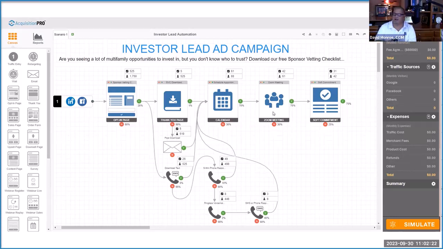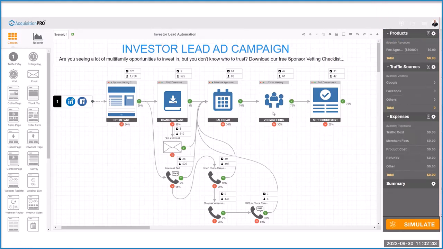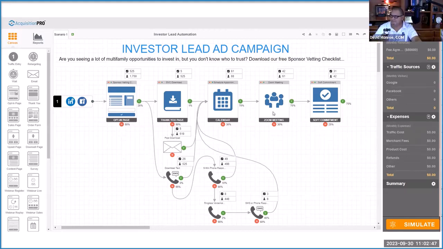That's a question to you guys. Are we violating any SEC regulations by targeting investors with an ad that says, are you seeing a lot of multifamily opportunities to invest in, but you don't know who to trust? Download our free sponsor vetting checklist. Does that violate SEC regulations? No. Of course not. By me just putting it here should tell you no. Come on, people. Work with me here.